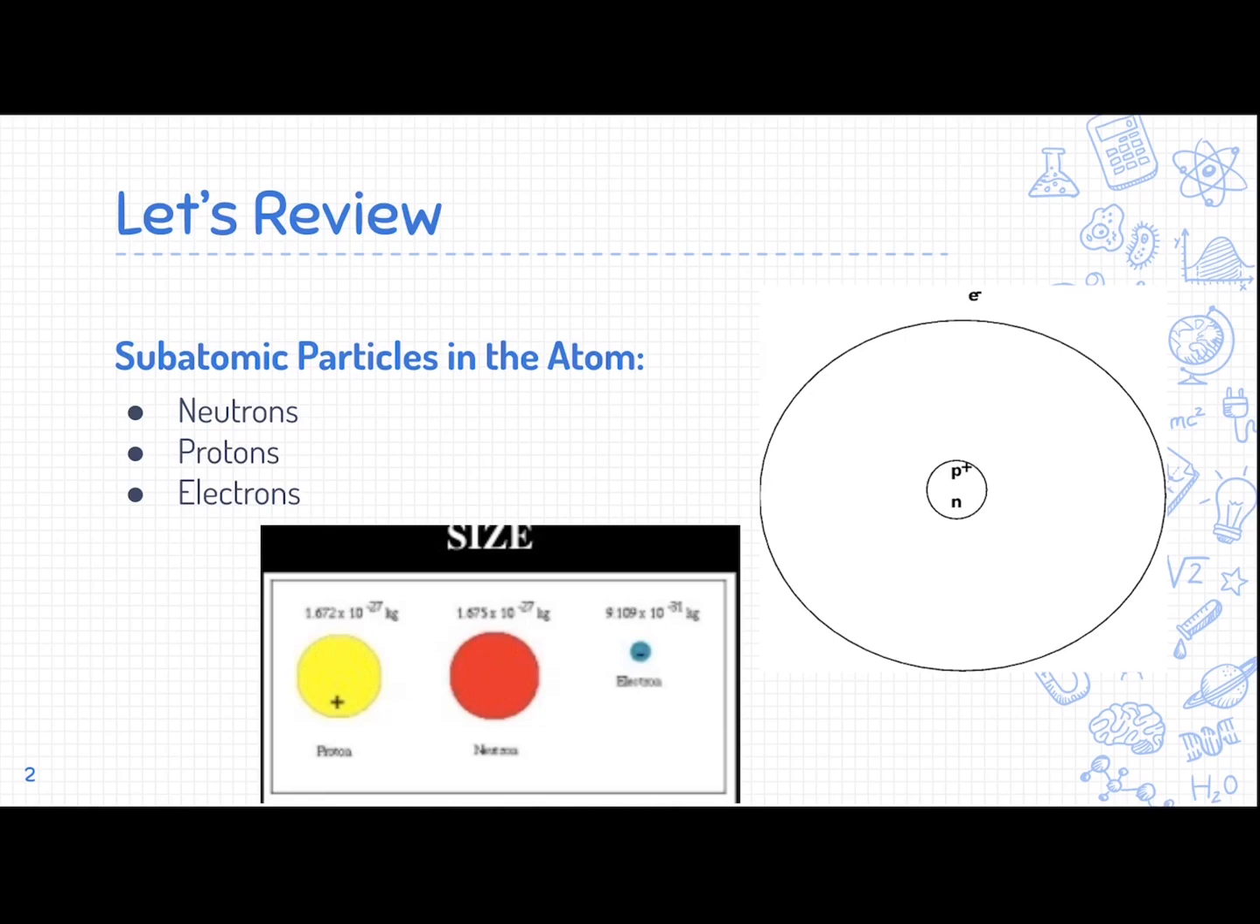Our three subatomic particles for the atom are going to be neutrons, protons, and electrons. There's a picture there at the bottom that shows the relative size of those. Protons and neutrons are about the same, and then obviously electrons are super tiny. Remember that we have protons and neutrons in the nucleus with the electrons orbiting on the outside.